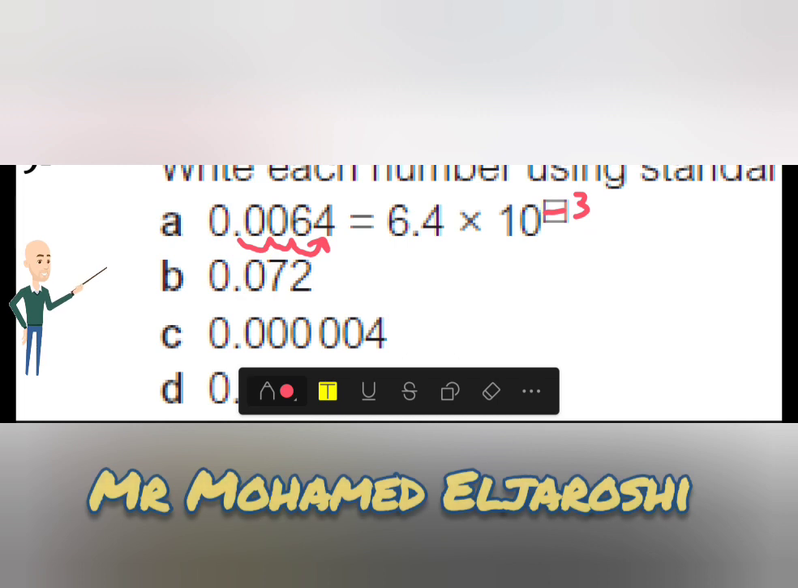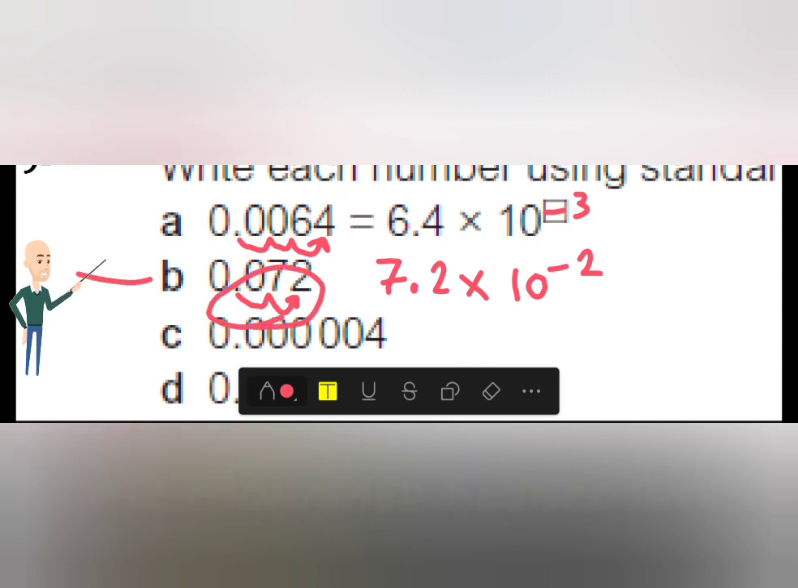Same idea, we're moving the decimal point to make the number between 1 and 10. So 1, 2. So it's going to be 7.2 multiplied by 10 to the power of negative 2 because we moved 2 times to this side, okay?